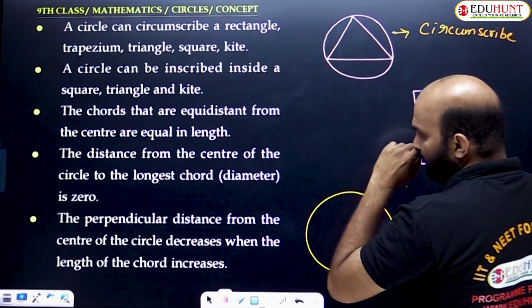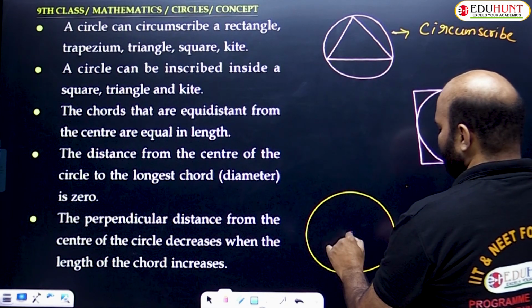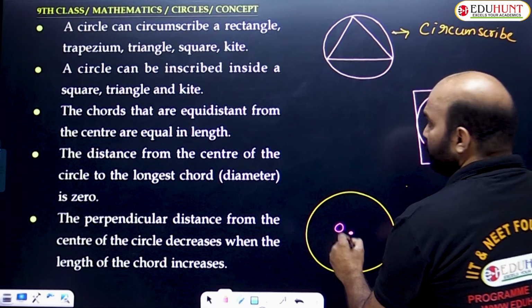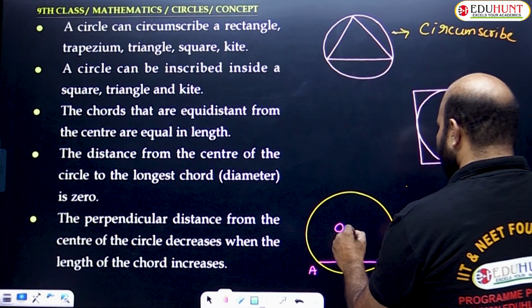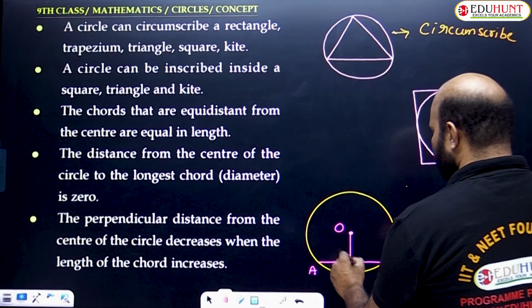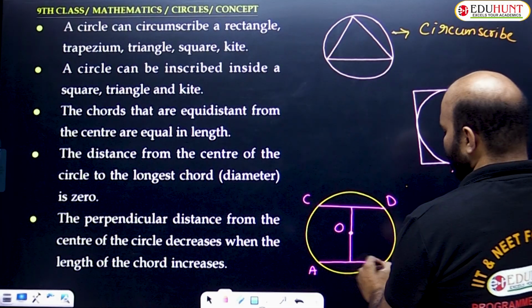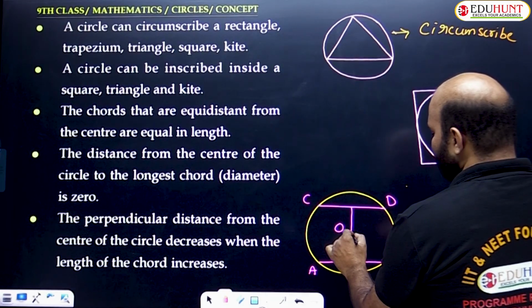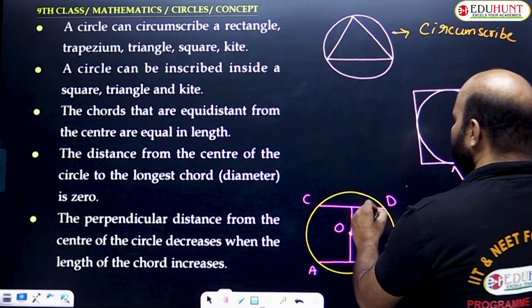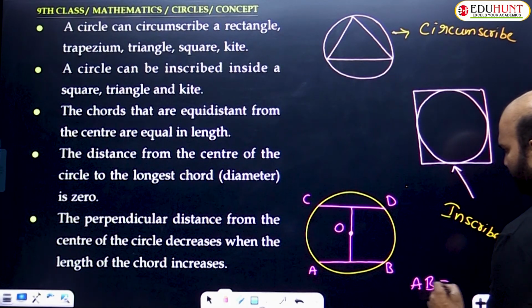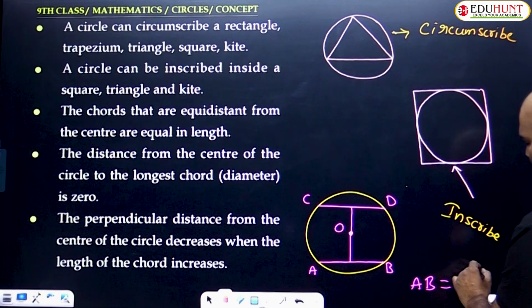Yes sir. Let me take chords that are equidistant from the center. O is the center. Two chords are taken, for example, AB and CD, with OC as the distance for the first chord. AB and CD are two chords equidistant from the center, which means the chords should be equal. So AB equals CD. The chords that are equidistant from the center are equal in length.